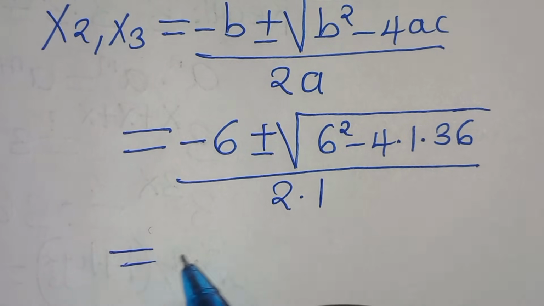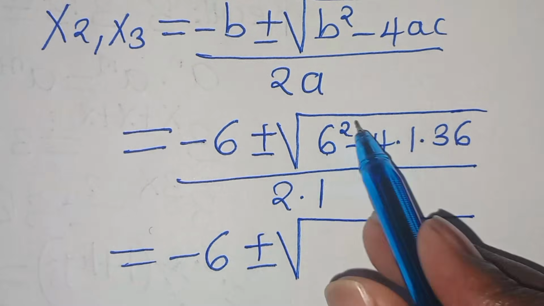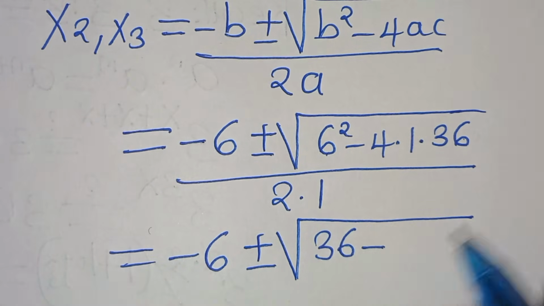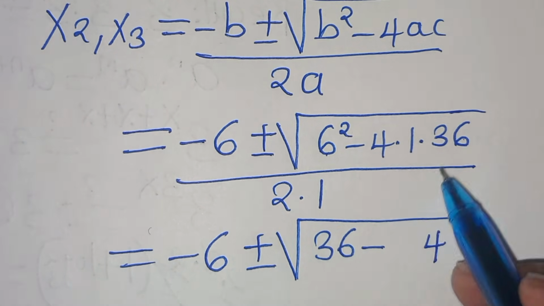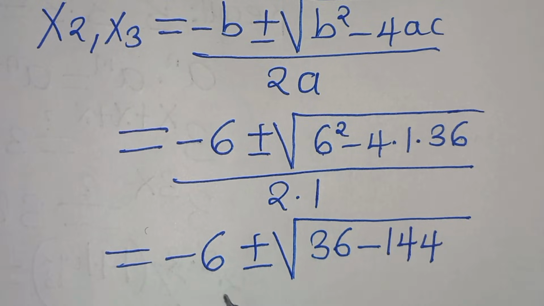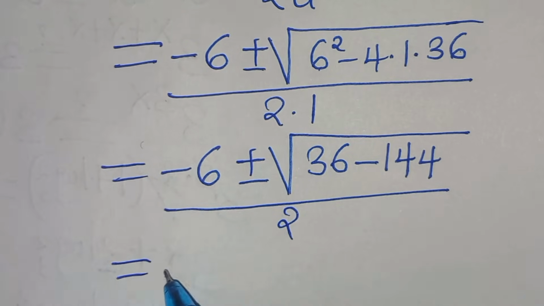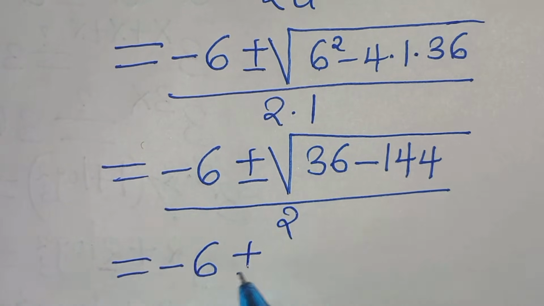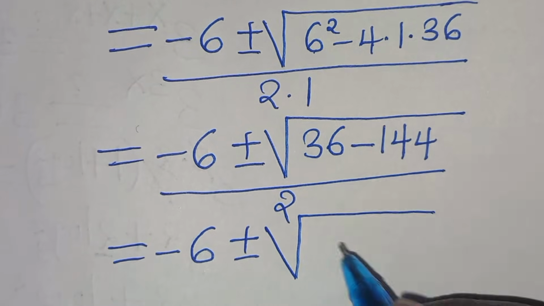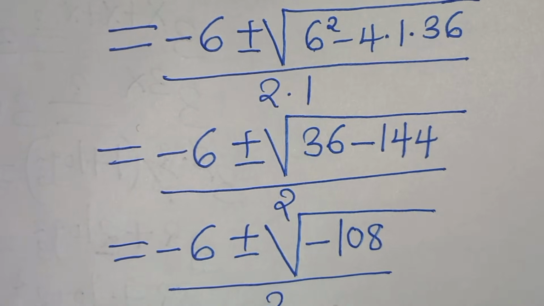So this is minus 6 plus or minus the square root of 6 squared, which is 36, subtract 4 times 36. Now 6 times 4 is 24, so 4 carry 2, then 4 times 3 is 12, plus 2 is 14, so we have 144. Everything divided by 2. So this is minus 6 plus or minus the square root of 36 minus 144, which is minus 108, everything divided by 2.